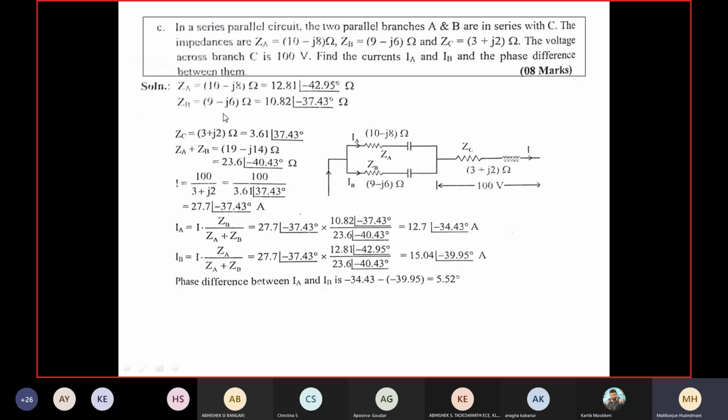Similarly, IB you want. Now you have a choice. IB is nothing but I minus the current IA. You can get IB that way, or else you may do it like this: IB equals main current I times ZA divided by ZA plus ZB. If you use this, again you can get it. You got IA, you got IB. Now what is asked there? Find currents IA and IB and the phase difference between them. Angle of IA, angle of IB, the difference you want to take.